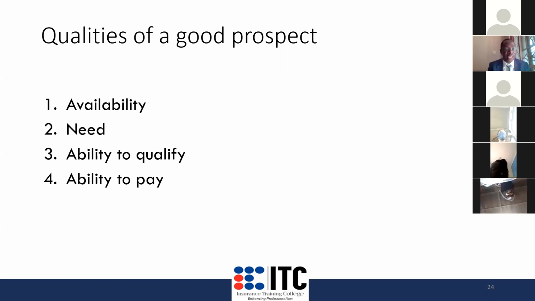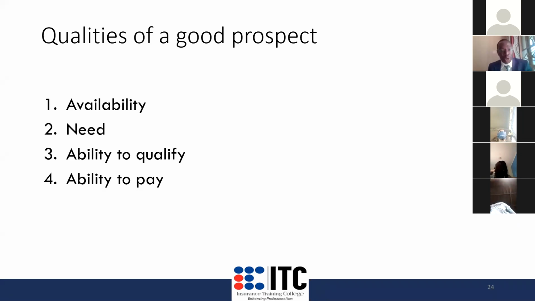an education policy. This is the time you're going to see if your product is giving up to age 65 or 70. Can this client qualify for this product?